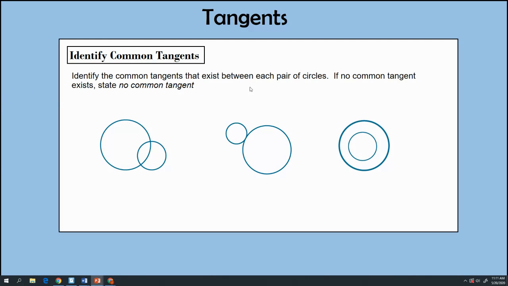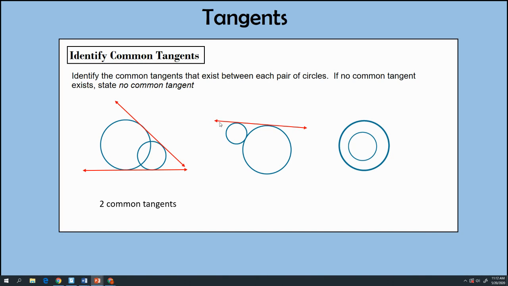So the first type of question you get tonight is to identify the common tangents. If there are any common tangents, name how many and draw them in, and if no common tangent could exist, then just state that. Looking at our first example, I have one common tangent I could draw here, and I have a second one I could draw here. I can't draw one down through here because I'm not going to intersect both circles at only one spot. So this is a new one for us, and there are only two common tangents.